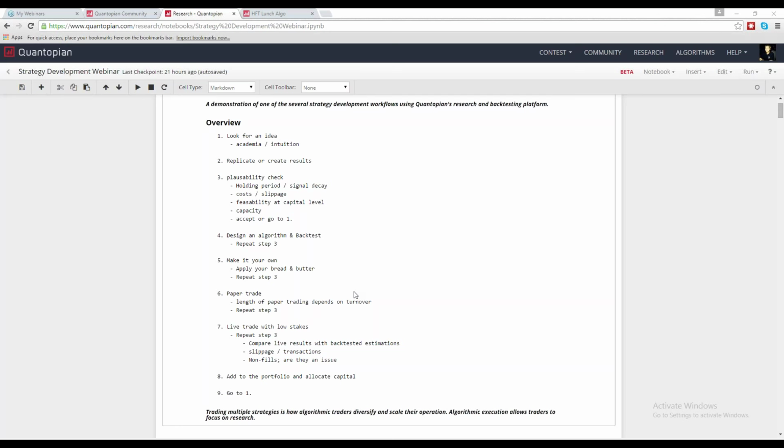So having multiple strategies going, hopefully they're not in drawdowns at the same time. And then the real beauty is that it scales well. Once you've written the code, put it on autopilot, monitor it, and then always go back and make sure it's still behaving as intended.